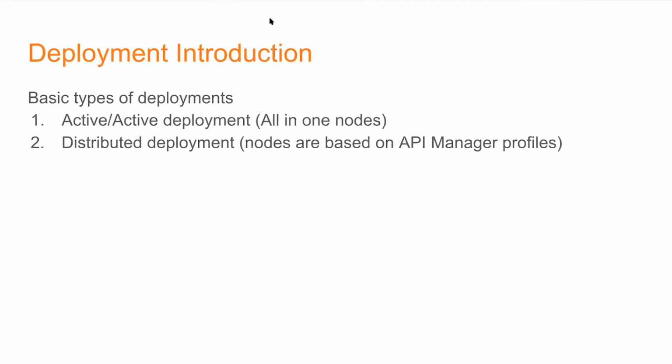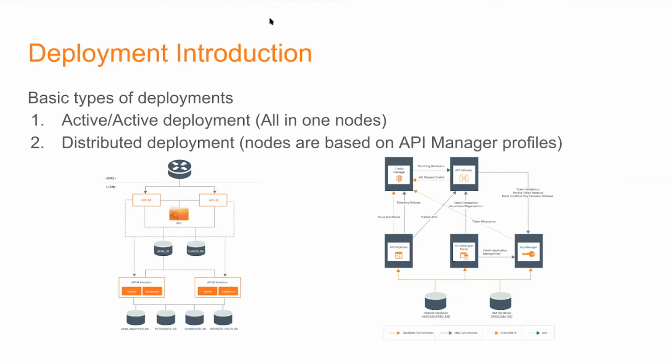Okay. So basically there are two deployment types. One is active-active, which consists of 2 or more all-in-one nodes, as you can see on the left diagram. And the other one is the distributed deployment type, where each node contains a single or a subset of API Manager profiles. If you look at the diagram on your right, you can see an example.